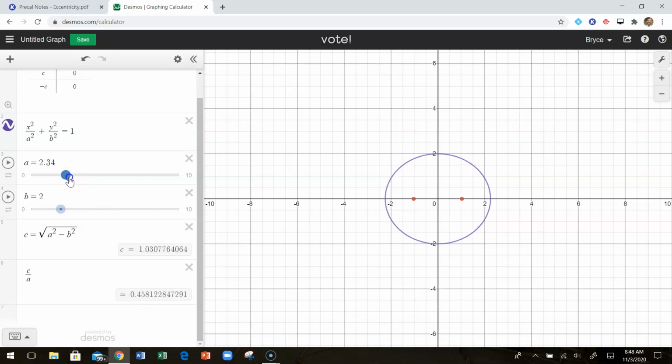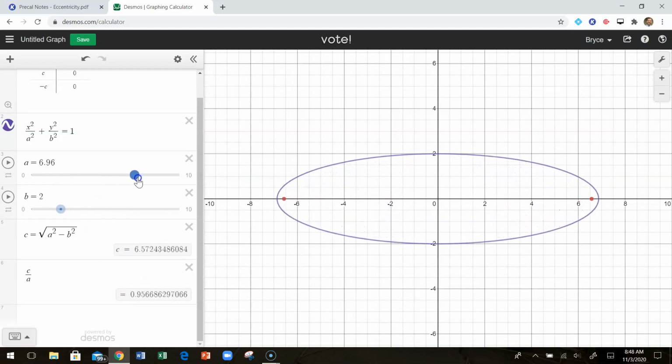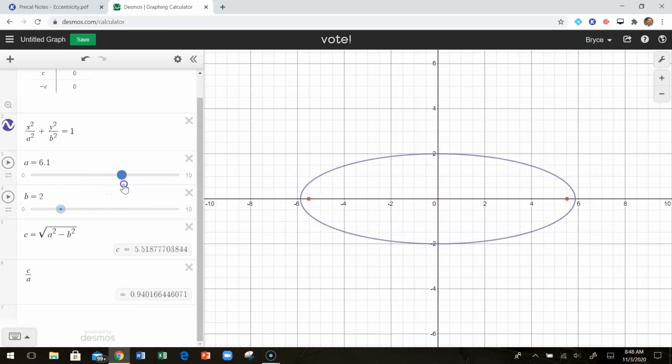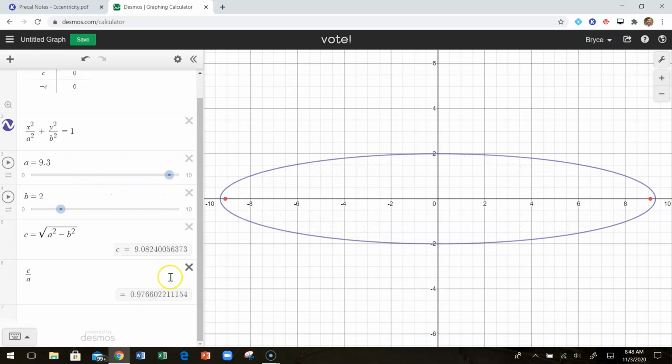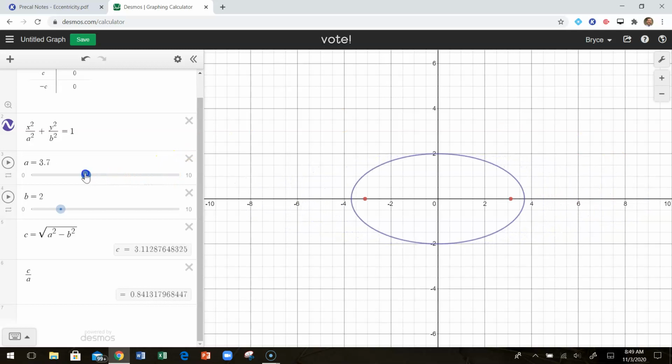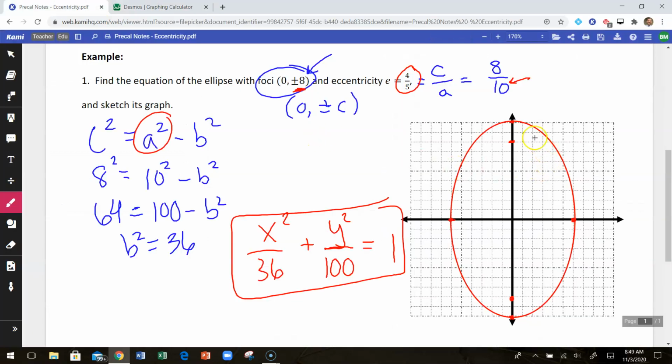As I make a get further away from b, then c is changing, and look at the value. Our ellipse is very stretched out. Look at the value of our eccentricity, c over a. It's getting really close to 1. Now, it will never reach 1, but it's getting closer and closer to 1. That number is jumping up really high. It's almost 1, because this is so stretched out. But that value of e, the eccentricity value, will tell you a lot about the shape of the ellipse in terms of is it circular or is it elongated.